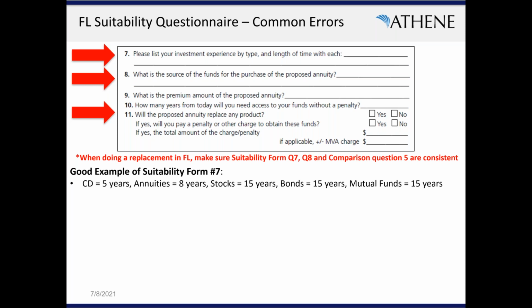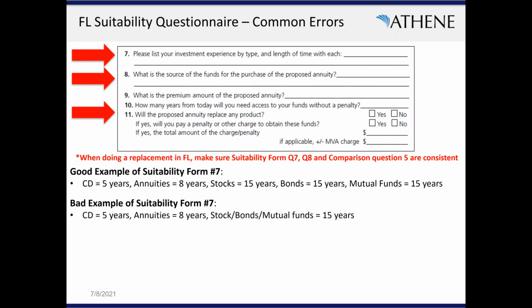Now, specifically to question 7, a good example of a suitability form completion on question 7 is CD 5 years, annuities 8 years, stocks 15 years, bonds 15 years, mutual funds 15 years. A lot of what we see and have to NIGO is CD 5 years, annuity 8 years, stocks, bonds, mutual funds 15 years. Stocks, bonds, and mutual funds cannot be tied together. You have to break those out: stocks 15, bonds 15, mutual funds 15 years.